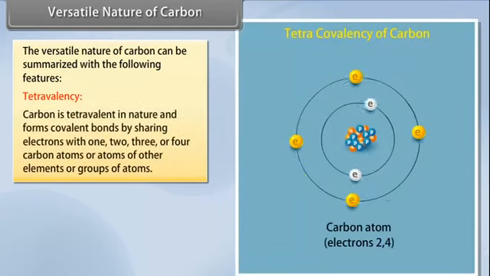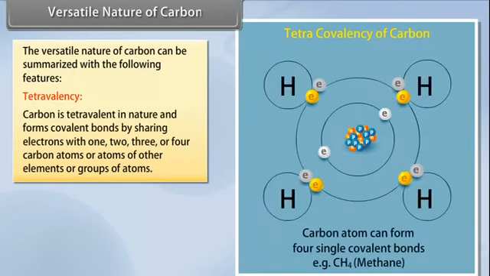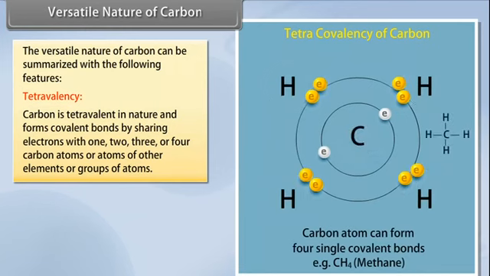Tetravalency. Carbon is tetravalent in nature. It always forms covalent bonds by sharing electrons with 1, 2, 3, or 4 carbon atoms or atoms of other elements or groups of atoms.